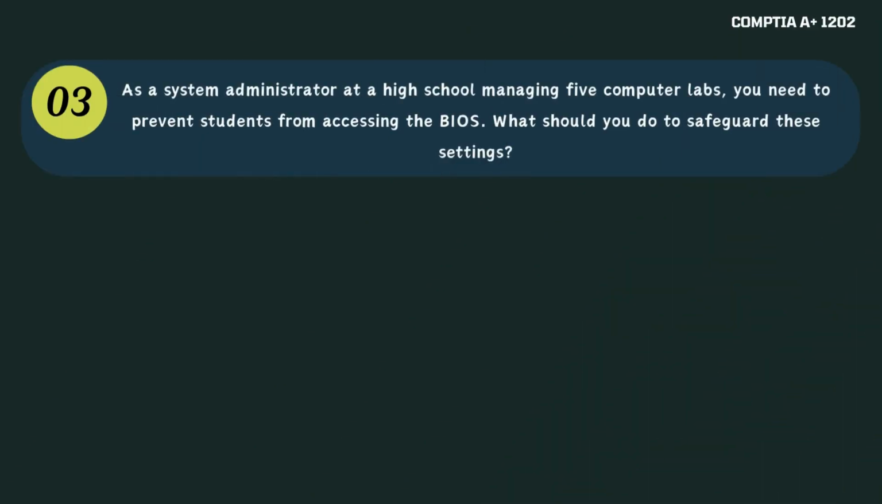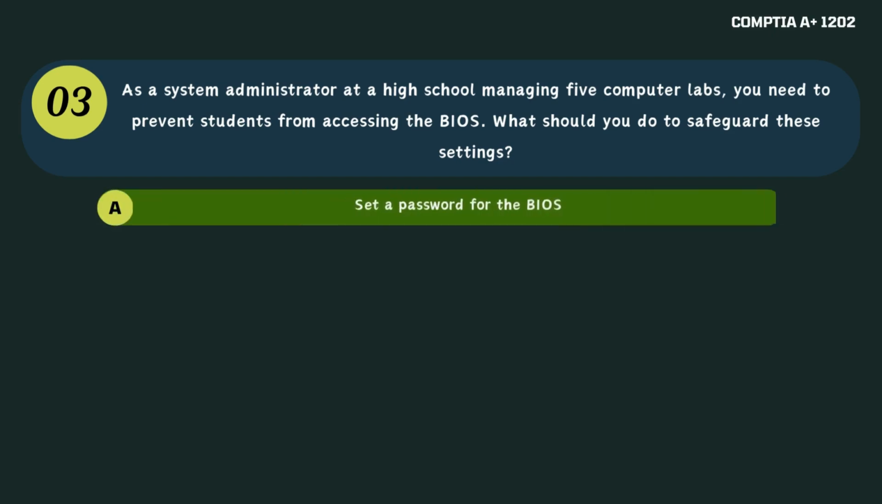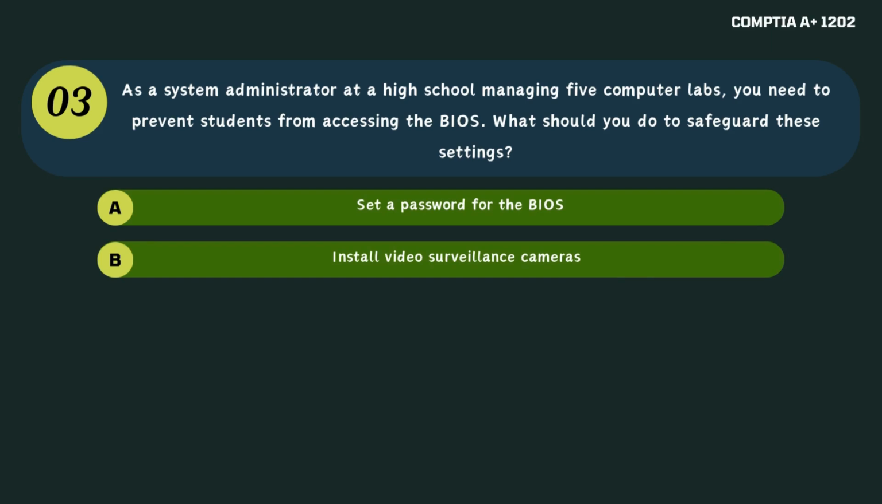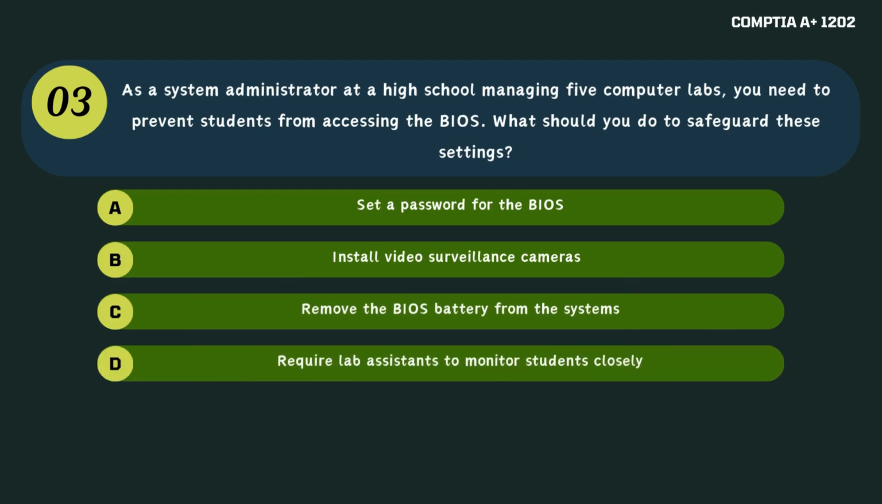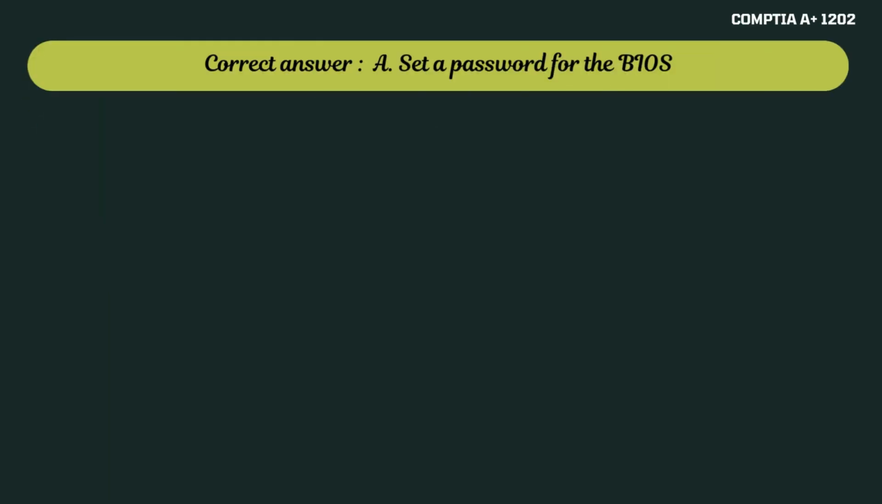Question 3. As a system administrator at a high school managing 5 computer labs, you need to prevent students from accessing the BIOS. What should you do to safeguard these settings? A. Set a password for the BIOS. B. Install video surveillance cameras. C. Remove the BIOS battery from the systems. D. Require lab assistants to monitor students closely. Correct answer. A. Set a password for the BIOS.